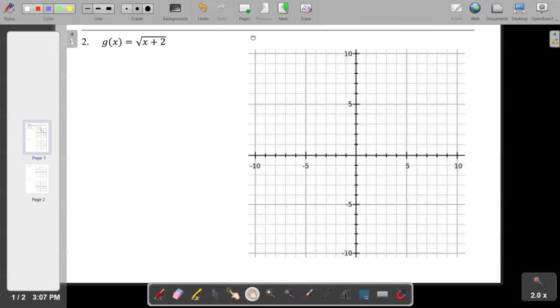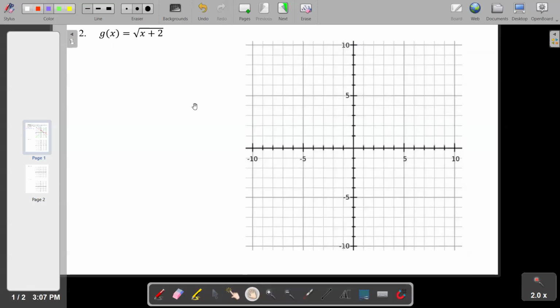Number 2, again, let's just dive right in and first things first, find the inverse. So let's go. The first thing we're going to do is swap the y and the x, so x must equal the square root of y plus 2. And then I've got to start digging that y out. How am I going to do that?